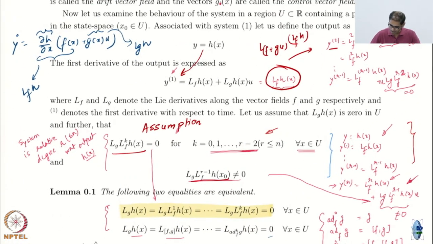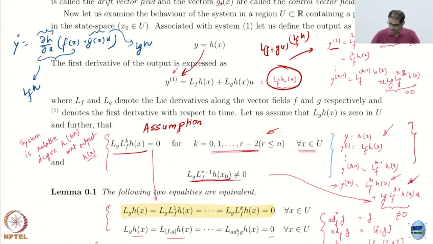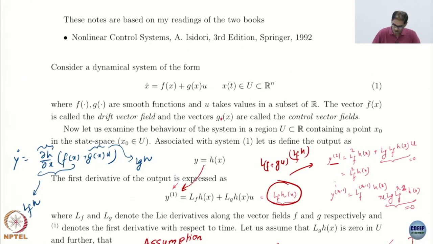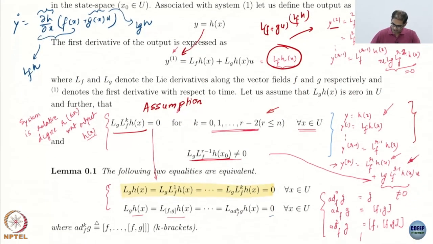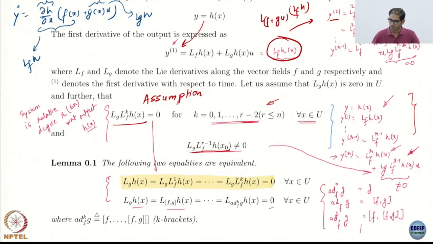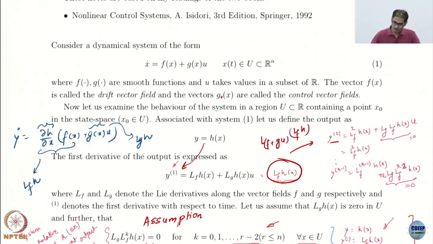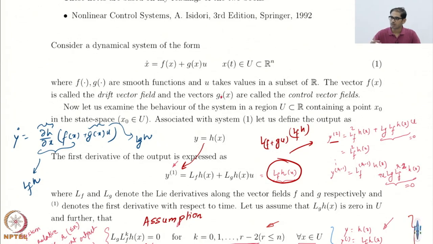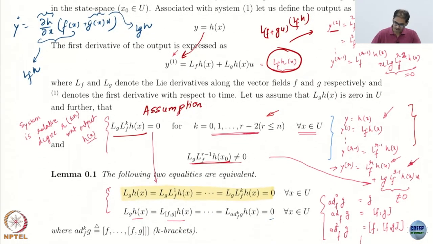That's what happens. You have y is h, and then the first derivative is L_f h, if you assume that L_g h is 0. Similarly, the second derivative becomes L_f squared h if you assume that L_g L_f h is 0, and so on and so forth. This does happen because you've assumed relative degree r, so this happens until k equal to r minus 2. After that you get something non-zero.